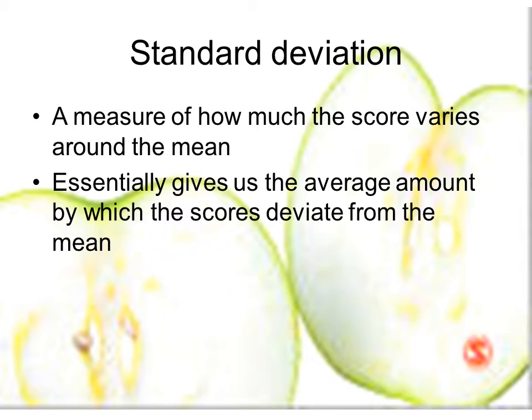So ideally, what we're going to look at initially is trying to find the mean, and then we're going to look at how much the scores that we're coming up with during our research study vary around that mean. Essentially, it gives us the average amount by which the scores deviate from the mean. And remember, the mean is a measure of central tendency, so it's going to be in the very middle, and we're going to look at the average amount by which these scores deviate from that average.